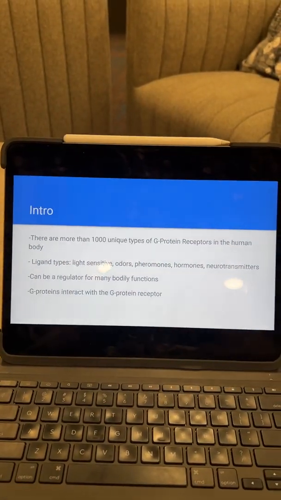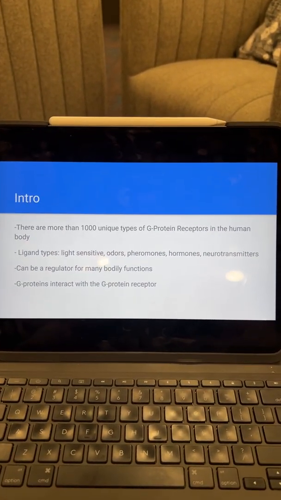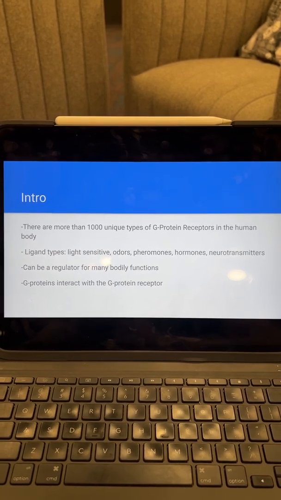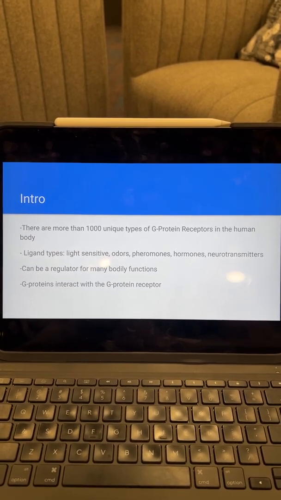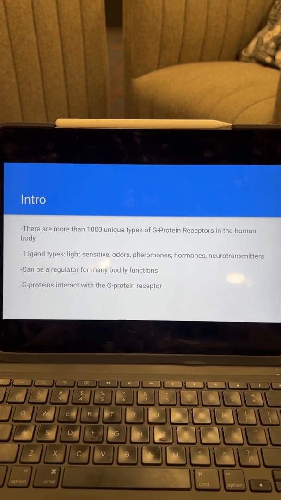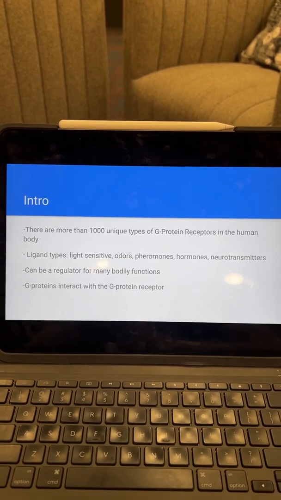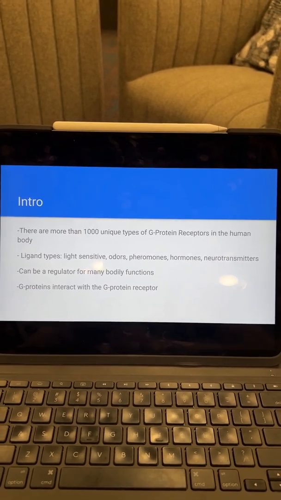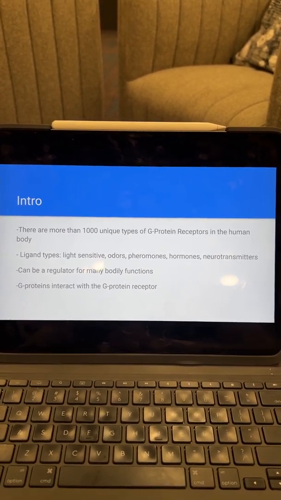There's more than 1,000 different unique types of G protein receptors in the human body, and these all start a chain reaction that causes secondary messengers to come through the cell, and they all have unique different functions. So there's 1,000 different ways that G protein receptors start a process in the human body.